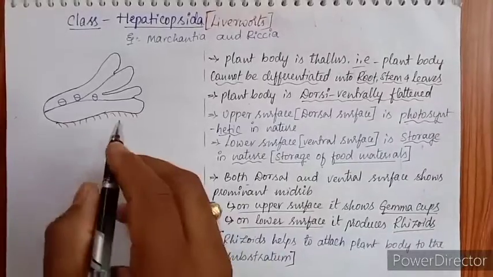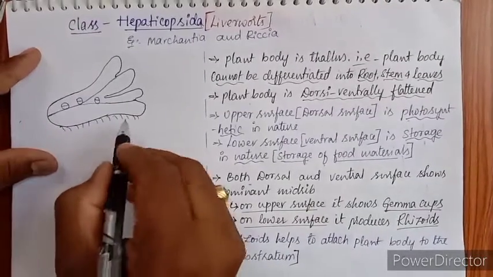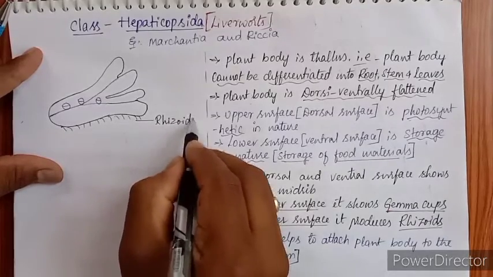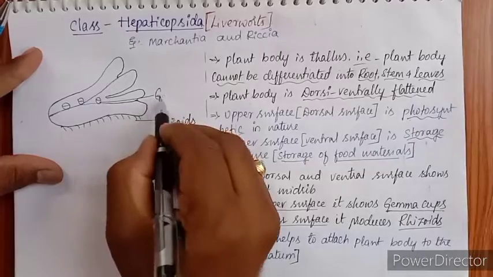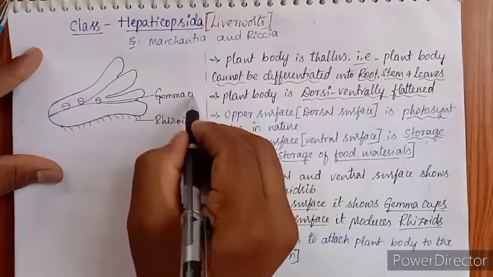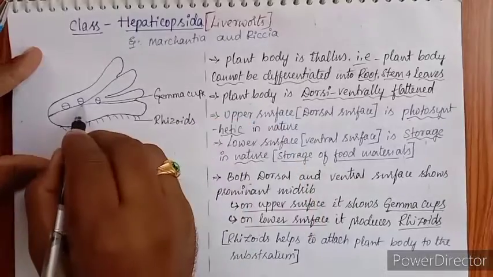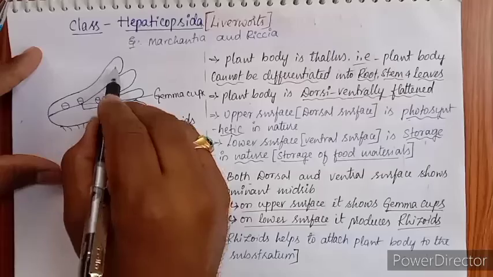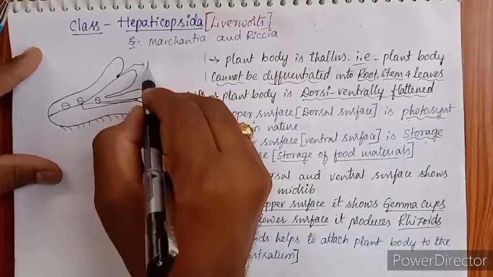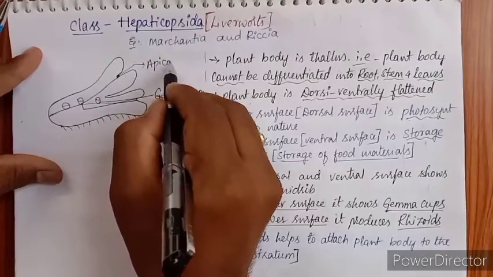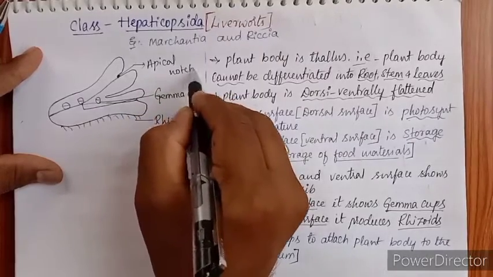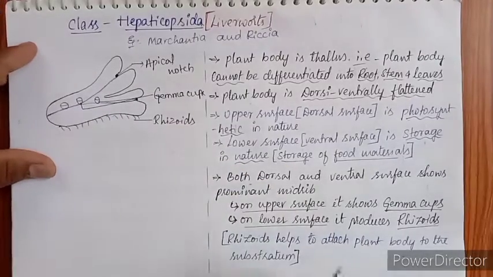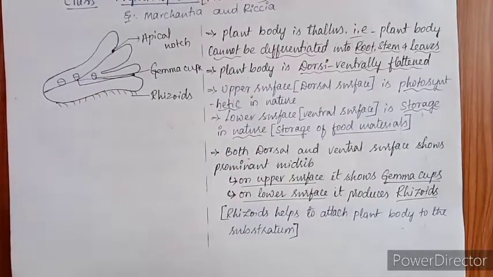And when we look at the plant body, these are what we call rhizoids. These are Gemma cups. See that point-like structure present between the two lobes? This is called the apical notch. From this apical notch only, there will be development of male and female reproductive structures.